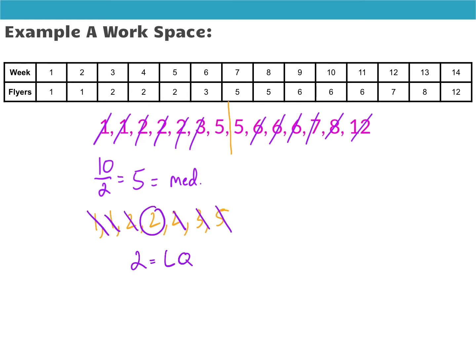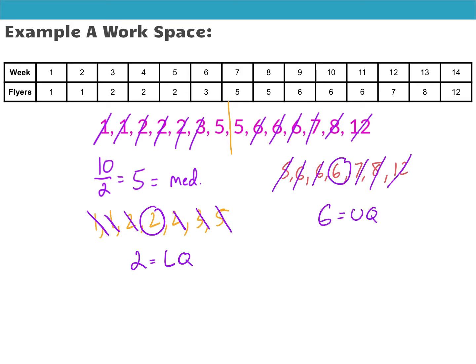Now we need to figure out our upper quartile. So to figure that out, we've got to write out those numbers. So our 5, 6, 6, 6, 7, 8, and 12. And again, we're going to use the same process of finding a median. So cross off our upper, lower, lower, upper, lower, upper. And again, because we have 7 numbers, we're going to have a number in the middle. So 6 is going to be our upper quartile.